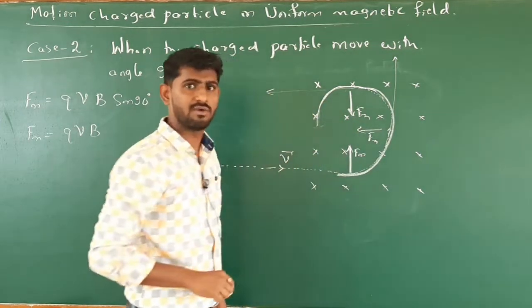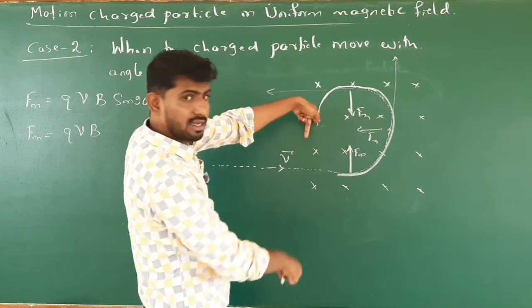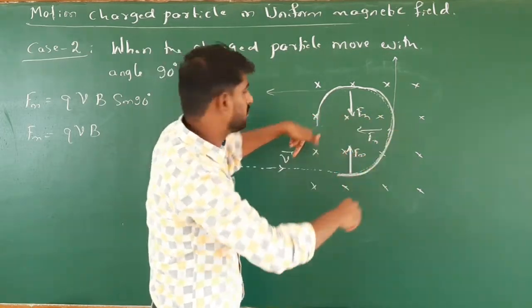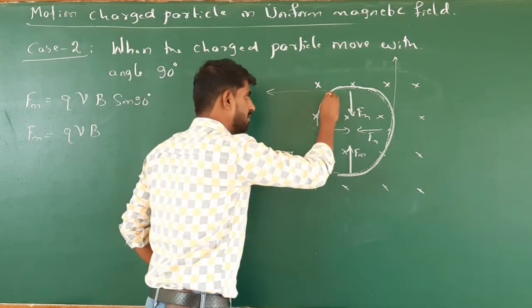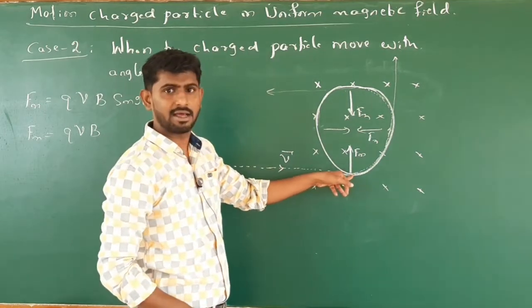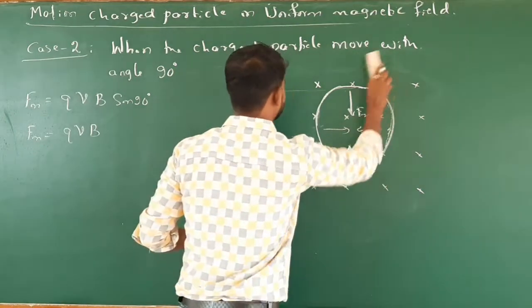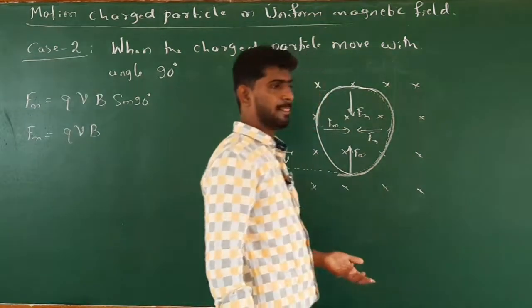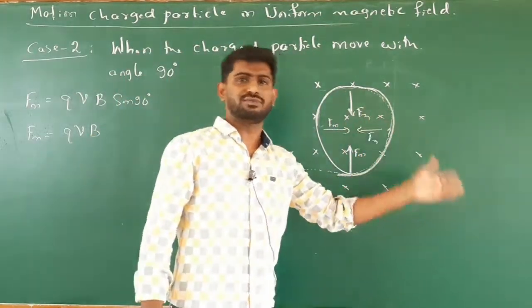Again the magnetic field, then the middle finger: motion of charged particle downward, and what about the force? X direction. So this is x. Again it experiences the magnetic force like this. So this is the trajectory of charged particle. This is the trajectory of charged particle moving perpendicular to the uniform magnetic field.